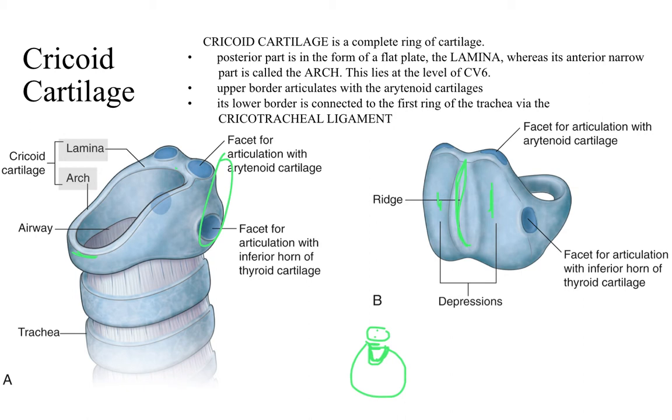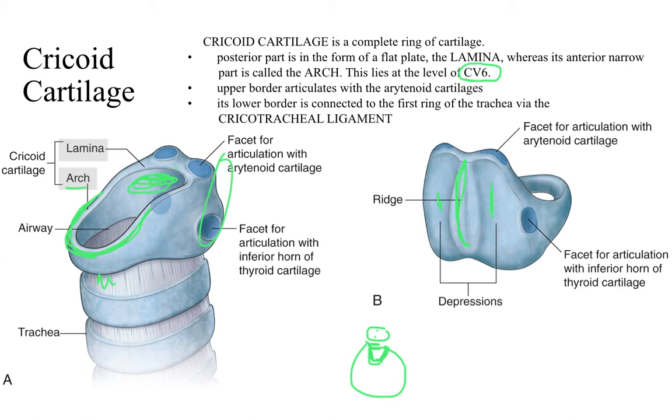If we look on the anterior side of the posterior part, that's referred to as a lamina. Lamina refers to a sheet. We've seen lamina in a lot of different structures throughout this class. Lamina just means a sheet-like structure. So this would be where the lamina is. All right, and the part that extends anteriorly, where the back of the ring, if you will, would be called the arch. For identification purposes, this lies at the level of about cervical vertebrae 6.